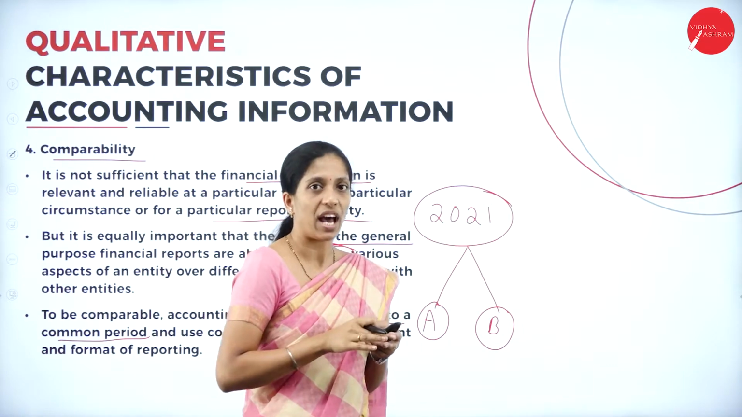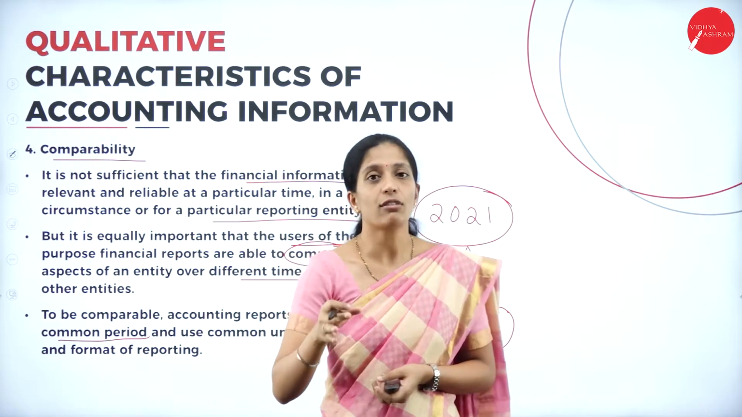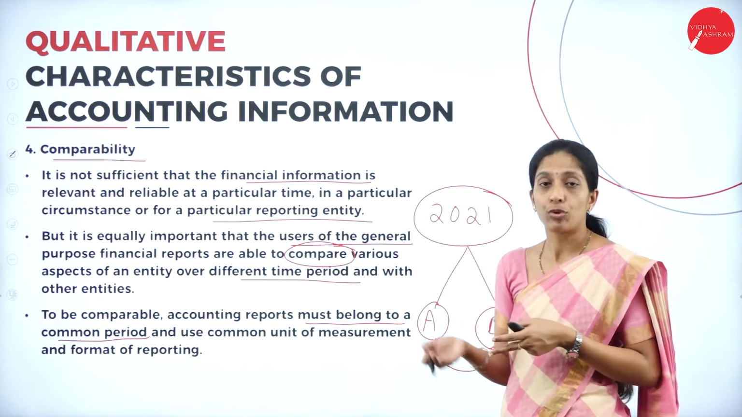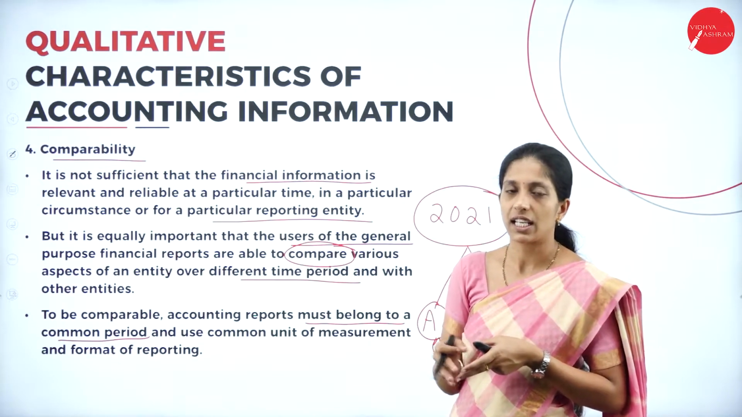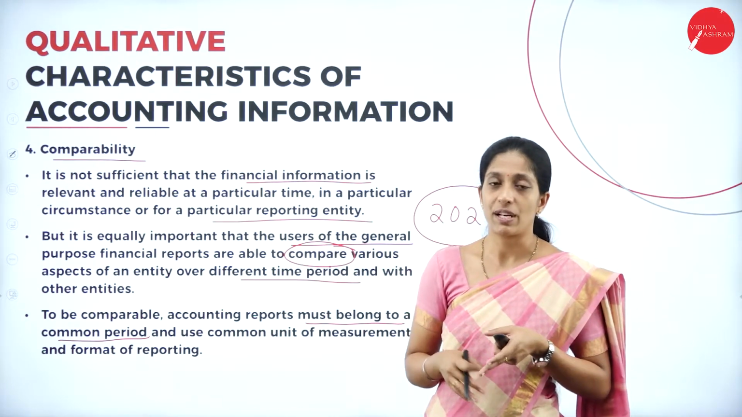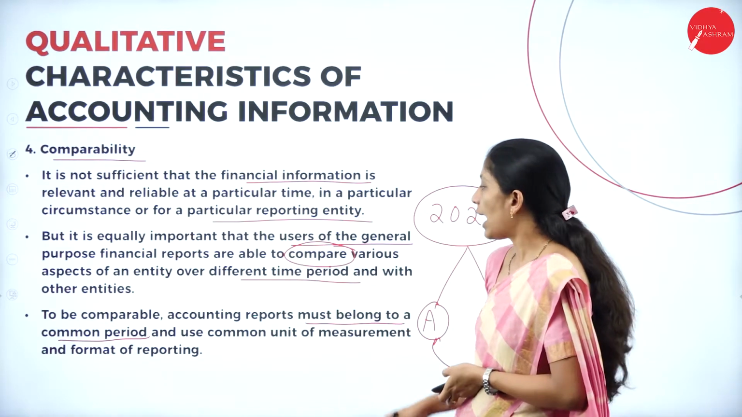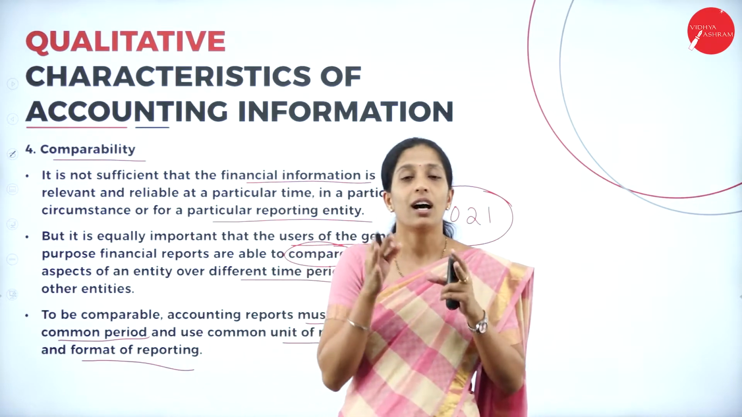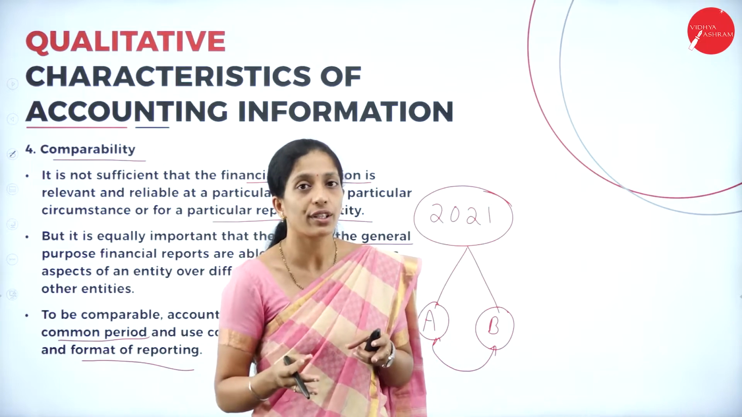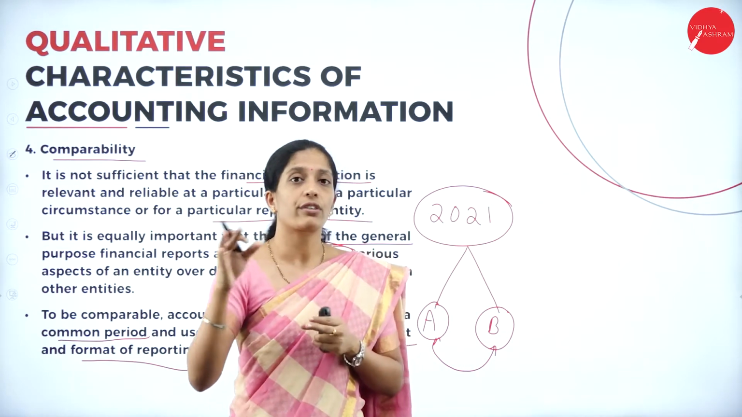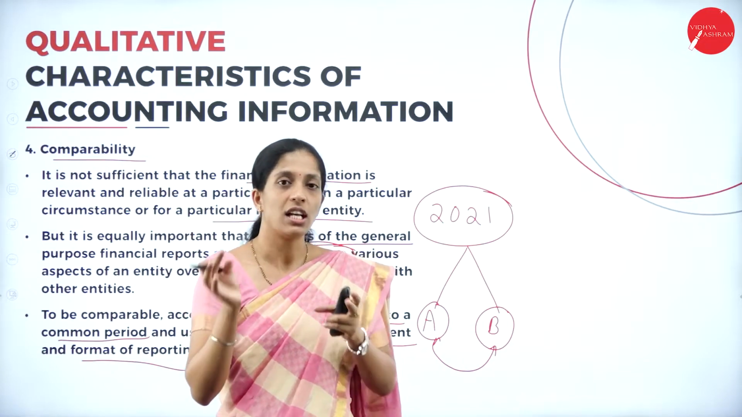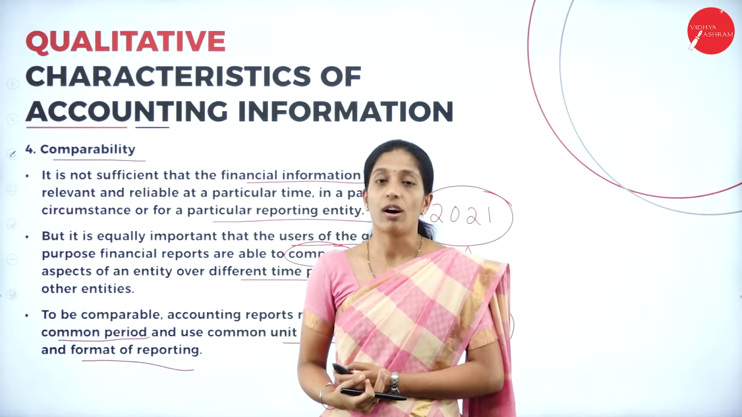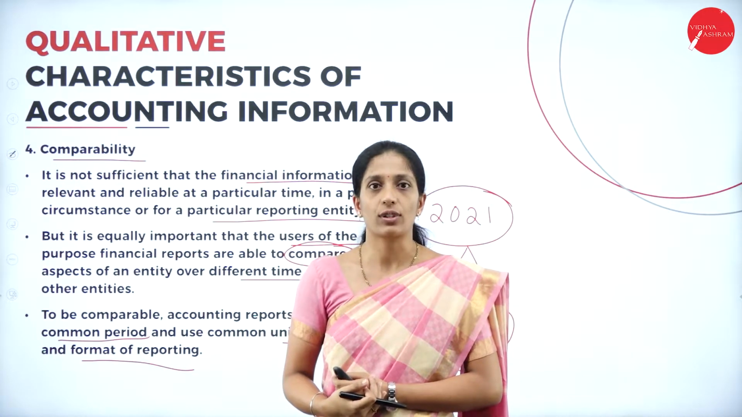So if we are going to compare, we have to take the same year, and the organizations have to conduct a similar kind of business activity. So they have to undertake a similar kind of business activity, and the comparison should happen. And a common unit of measurement and format of reporting. So here a common unit should be there. Whether they are going to see the profitability or just the sales of both the organizations, a proper unit has to be measured here. So these are all the qualitative characteristics of accounting information.